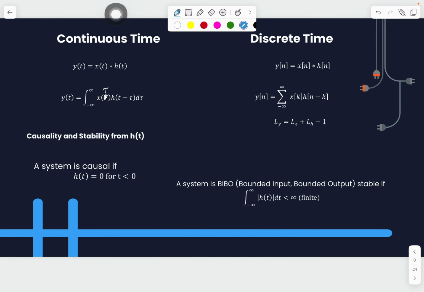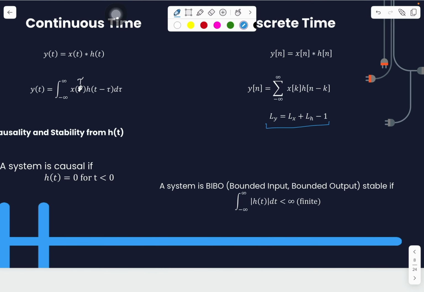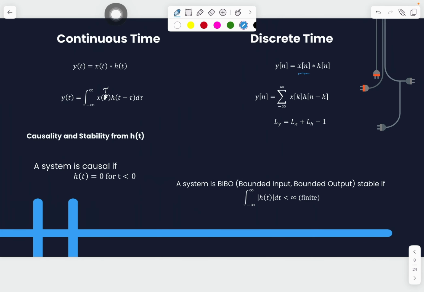These are the formulas for computing the convolution in discrete time and continuous time. This equation here is used to find the length of the output signal y of n in discrete time. So this is the length of the input signal, and this is the length of the impulse response. And we can also determine from h of t, from the impulse response, if the system is causal and stable. A system is causal if h of t is equal to 0 for t less than 0, and a system is stable if this integral gives a finite value.